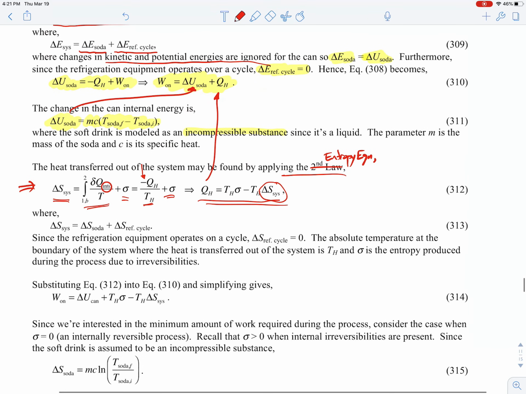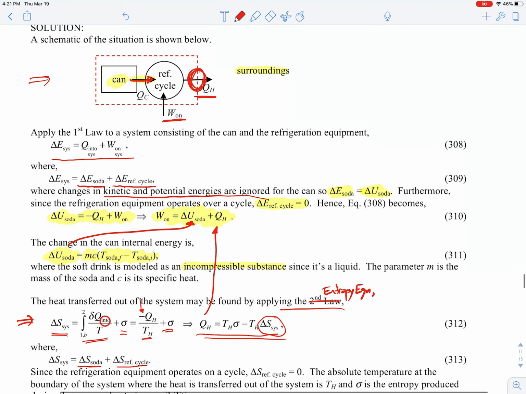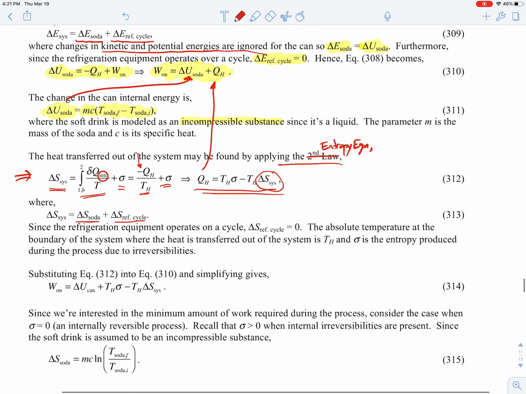Just like with the change in internal energy for the system, we have both a component for the soda and one for the refrigeration cycle, because both are inside our system. We have the can of soda and we also have the refrigeration cycle. If we were factoring in the aluminum in the can, then we would also have a term for the aluminum in the can as well. But we're ignoring that for this problem. So we have our change in entropy for the soda and a change in entropy for the refrigeration cycle.